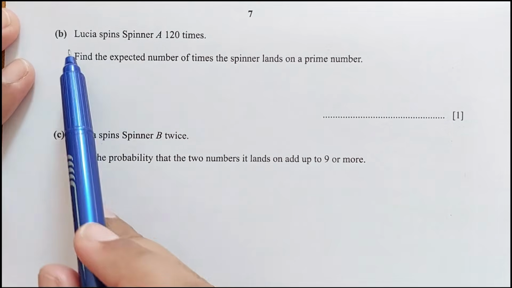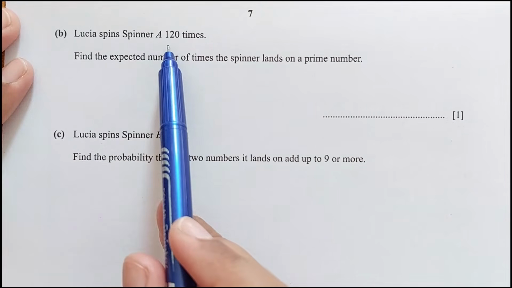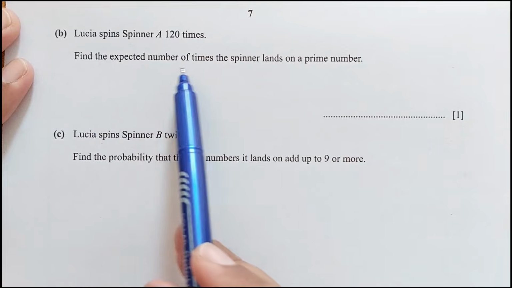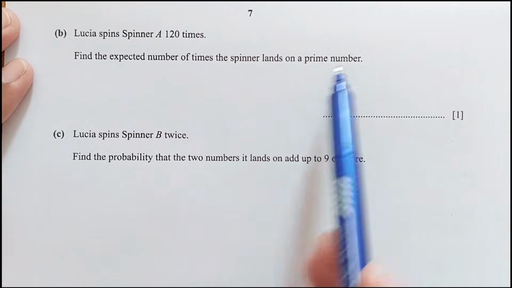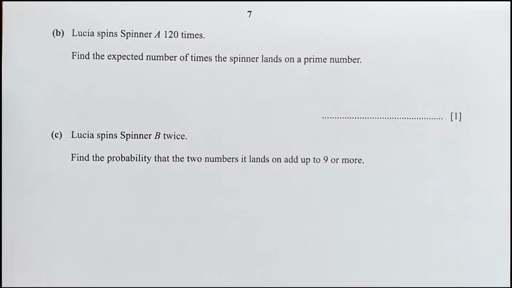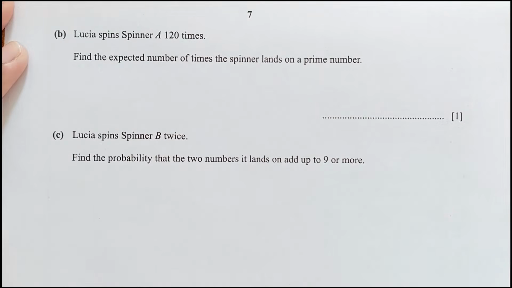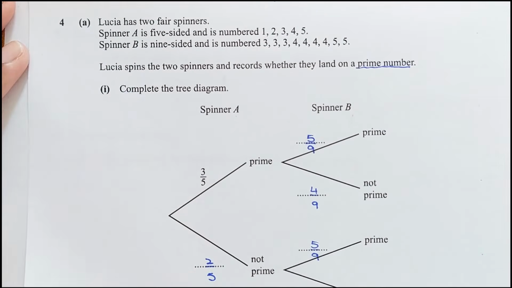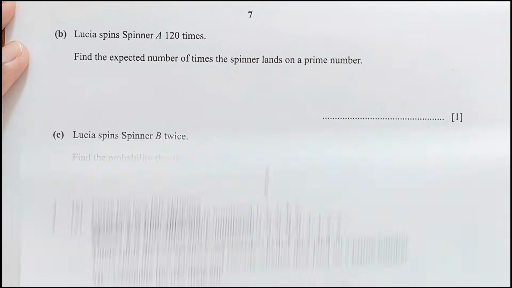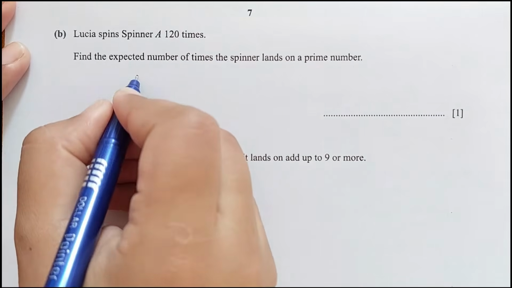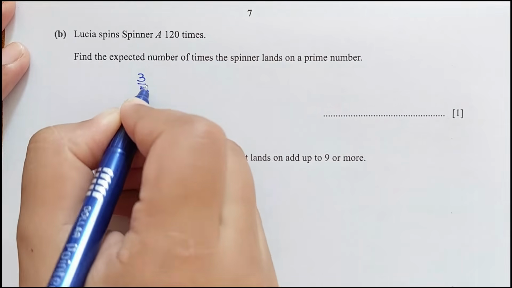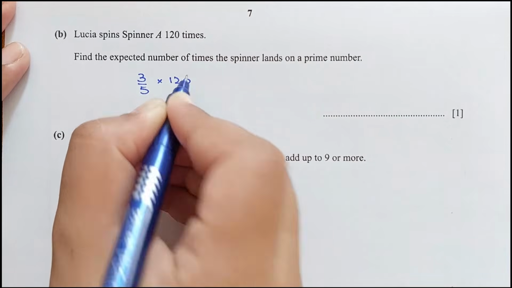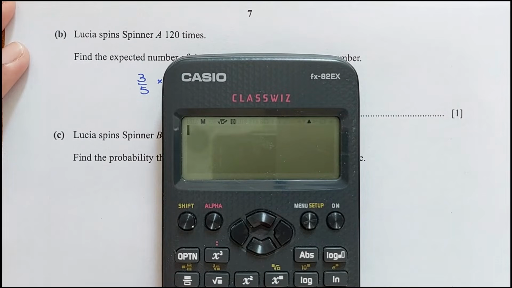Now for part B, Lucica spins spinner A 120 times. Find the expected number of times the spinner lands on a prime number. Alright, so for spinner A, the probability of a prime number is 3 out of 5. So the prime probability is 3 by 5 times 120. 3 by 5 times 120 is 72.